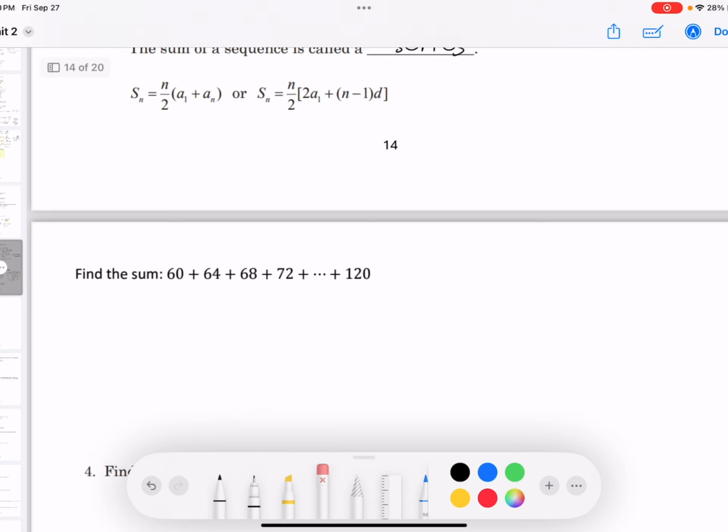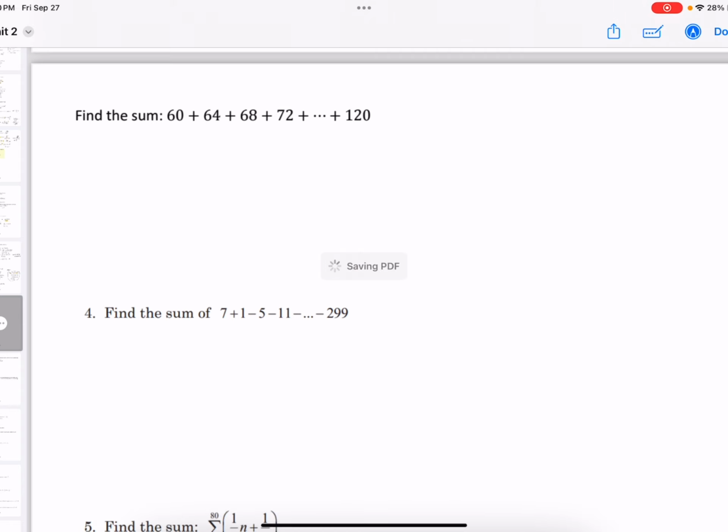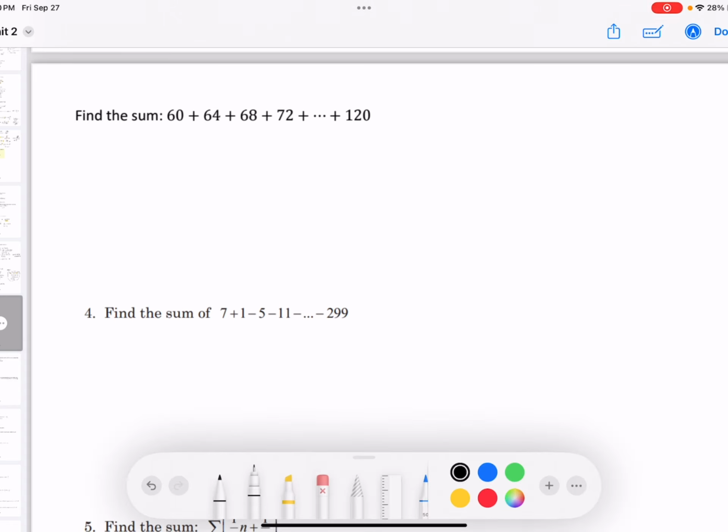Okay, find the sum of this sequence, that series. So for the formula, the S sub n is equal to n over 2 times the first term, a sub 1 plus a sub 20.